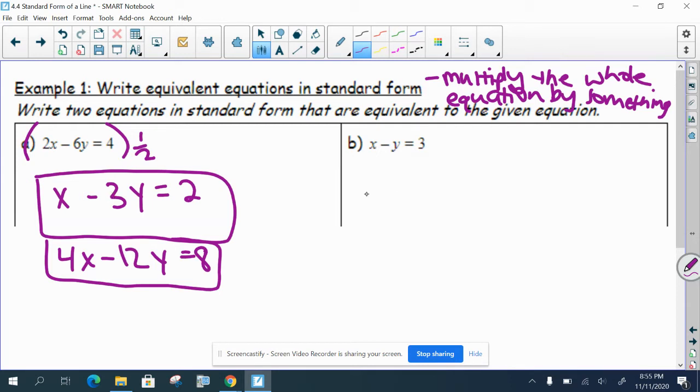All right. Part B. So what could we multiply here? Let's pick 7. So 7x minus 7y equals 21. All right.